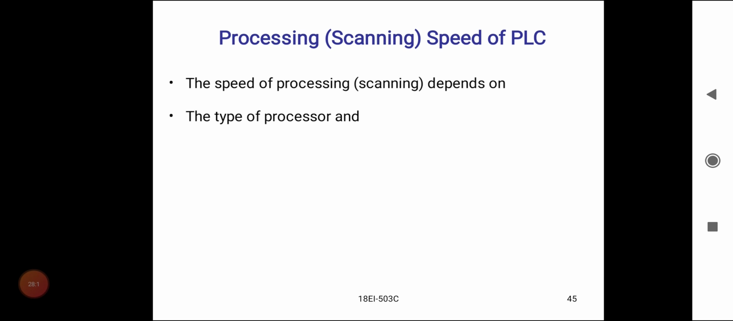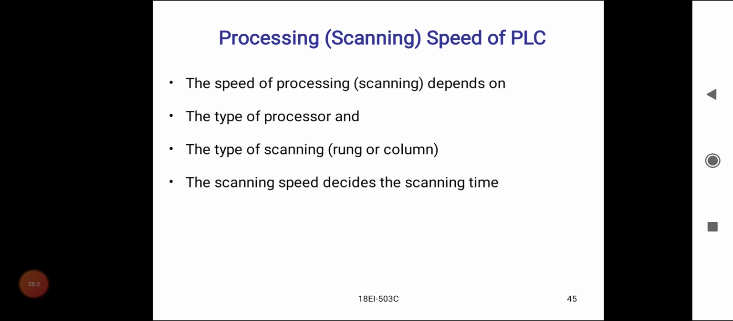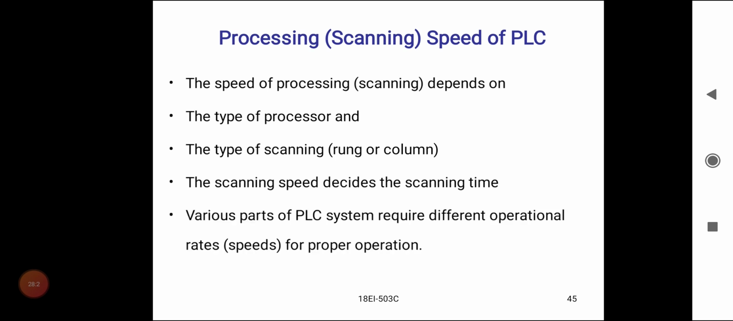Processing speed of PLCs. Processing scanning speed of PLC. The speed of processing scanning depends on the type of the processor and the type of scanning, rung or column. The scanning speed decides the scanning time. Various parts of the PLC system require different operational rates, speeds, for proper operation.